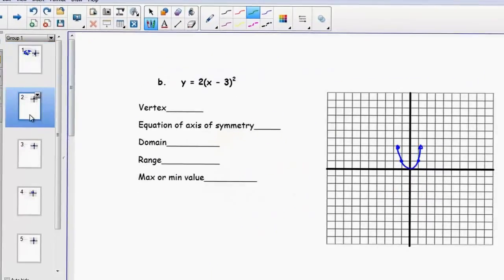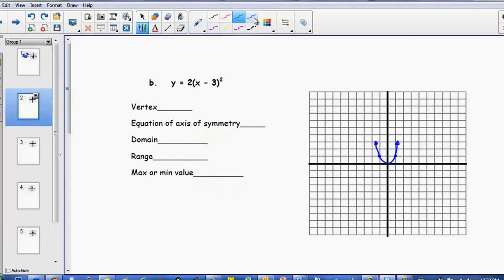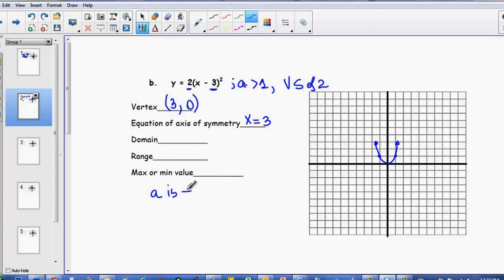For the second function, we have y equals 2 times x minus 3 squared. So in this case, the a value is a number greater than 1. And we did notice a couple of days ago that when a is a value greater than 1, we have a vertical stretch of 2 in this case, which means that every y value is amplified. Again, h is 3 and k is 0, so the vertex is 3 and 0. And the equation of the axis of symmetry is x equals 3 because it corresponds to the x-coordinate of the vertex.